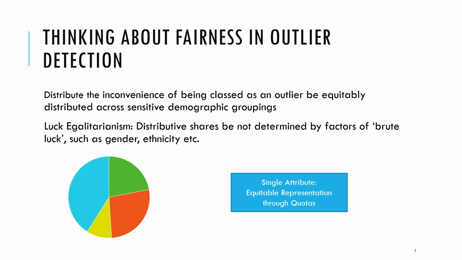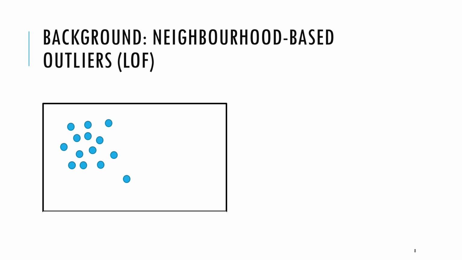And the quota-based system is used not in outlier detection, but in certain other scenarios, like the affirmative action policy that India employs and has employed over the last 70 years. So this approach, however, does not generalize for multiple sensitive attributes, and that is where we have this work trying to achieve fairness over multiple sensitive attributes. So let's look at some background about neighborhood-based outliers.